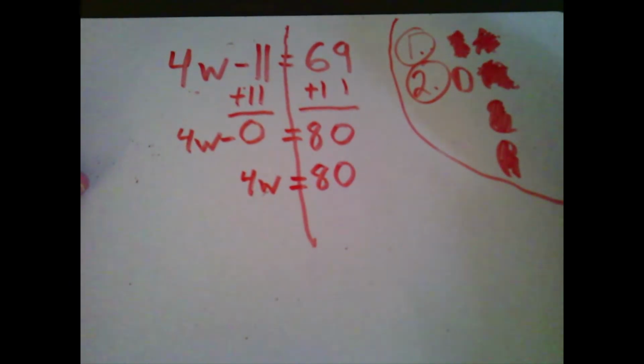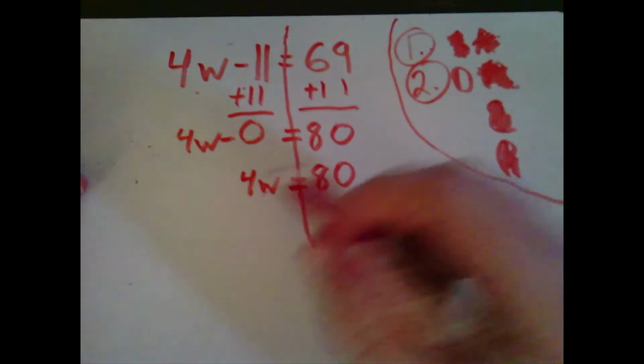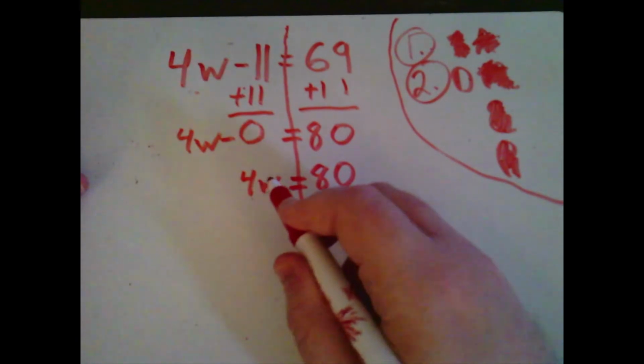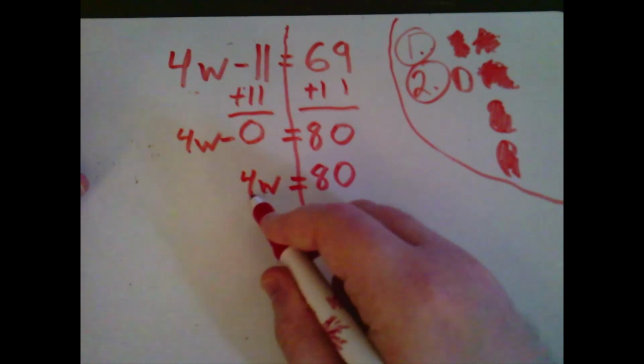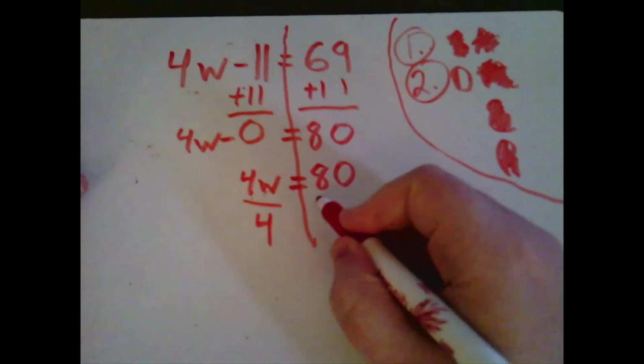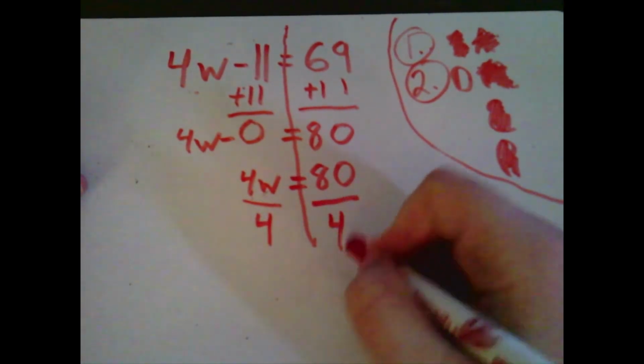Step 2, division. All right. What are we going to divide by? Well, 4w means 4 multiplied by w. We want to undo this multiplication with division. So let's divide both sides of this equation by 4.